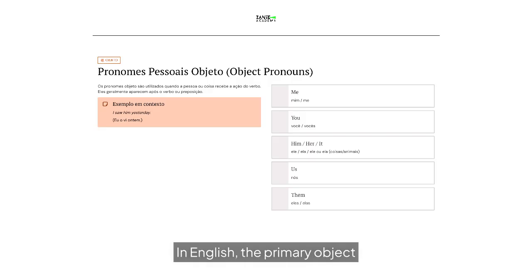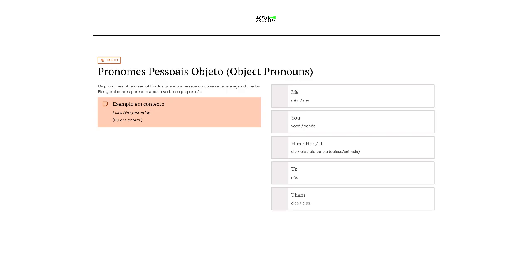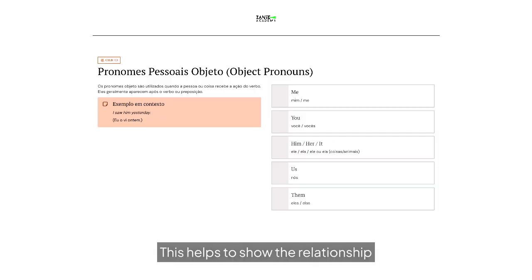In English, the primary object pronouns are me, you, him, her, it, we, and them. For example, if I say, "she gave me a book," the pronoun "me" is the object that receives the book. This helps to show the relationship between the subject and the action more clearly.